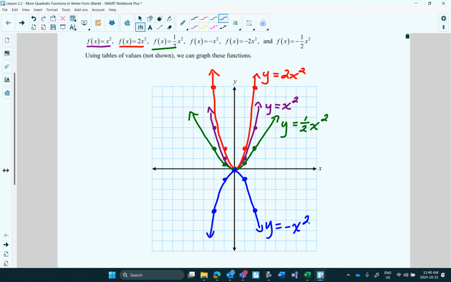So we should be able to get the last 2 from there. Because negative 2x squared is the same as 2x squared, but flipped.